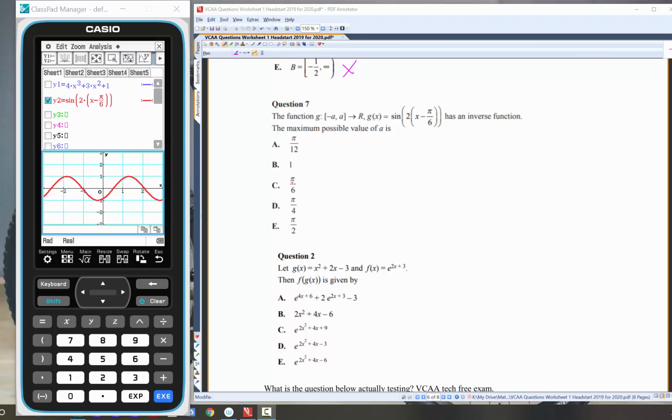Cos 1/6, that's 3 divided by 6, which is a half. That includes the turning point, so that's a no. Pi on 4, that's 3 divided by 4, 0.75. Negative 0.75, no. That's pi on 2, 3 on 2 is 1.5, no way. This has got to be the answer, okay?